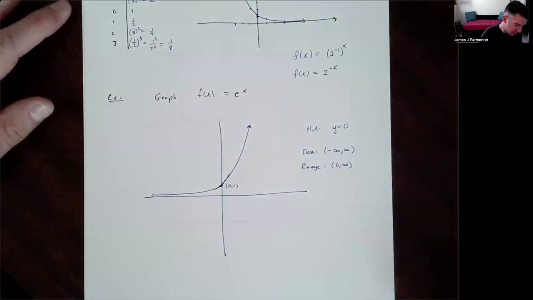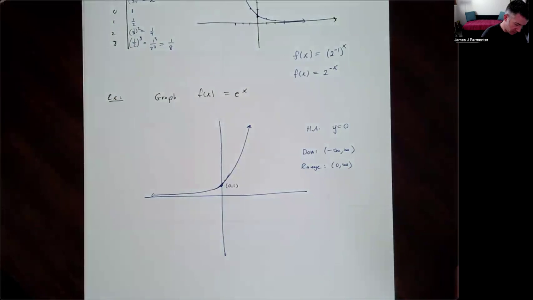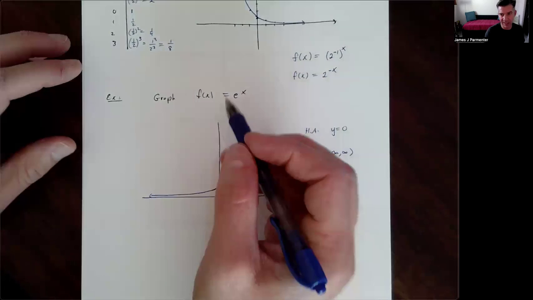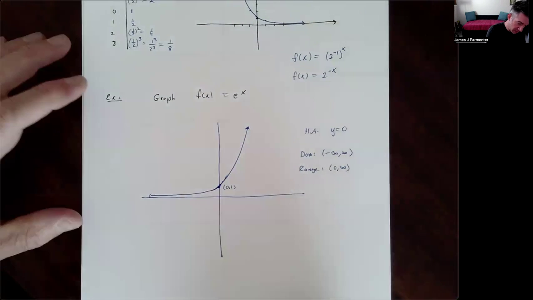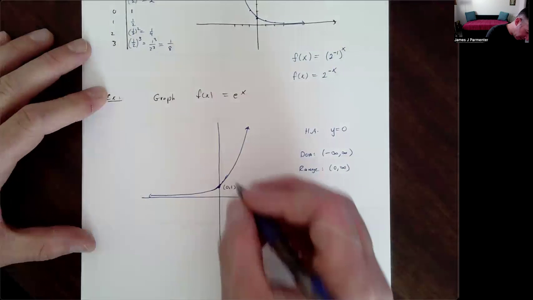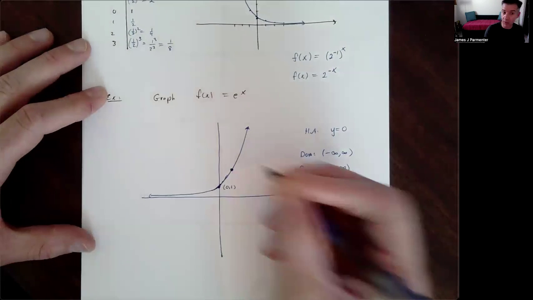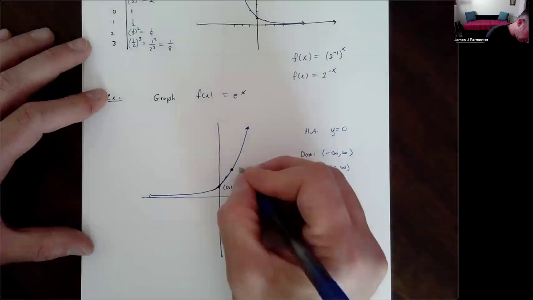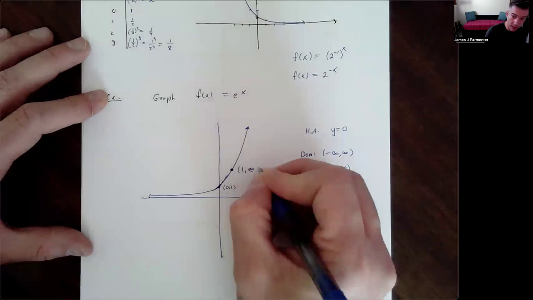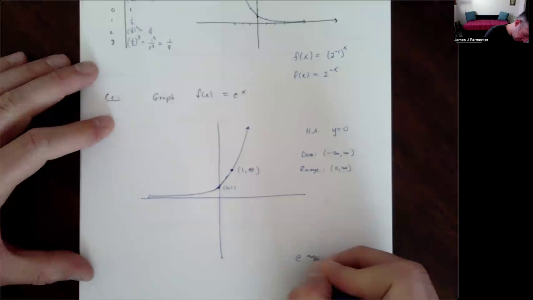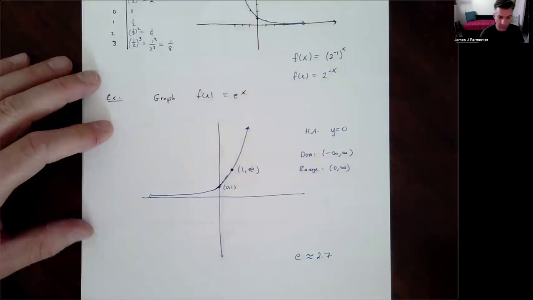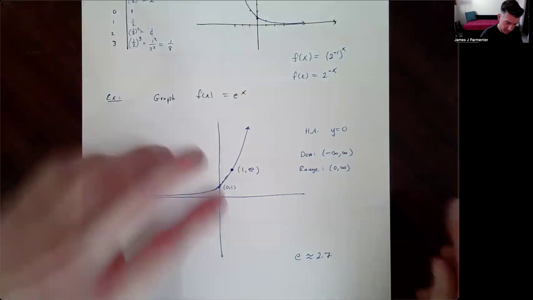Great. And this one's the most important because e is just the most important number we deal with in exponential functions. It's the natural base. It's approximately 2.7, but you should just write it like this. So if I wanted to plot one more point, like if I plugged in x equal to 1, I would label this point as (1, e), not (1, 2.7), even though e is approximately 2.7. We don't approximate unless we are asked to.